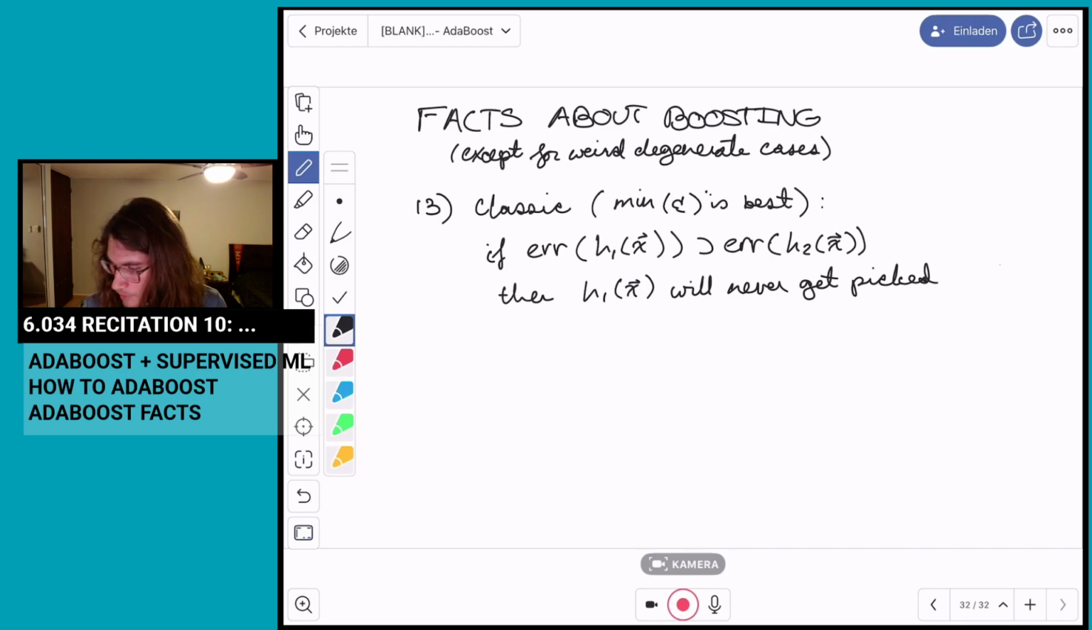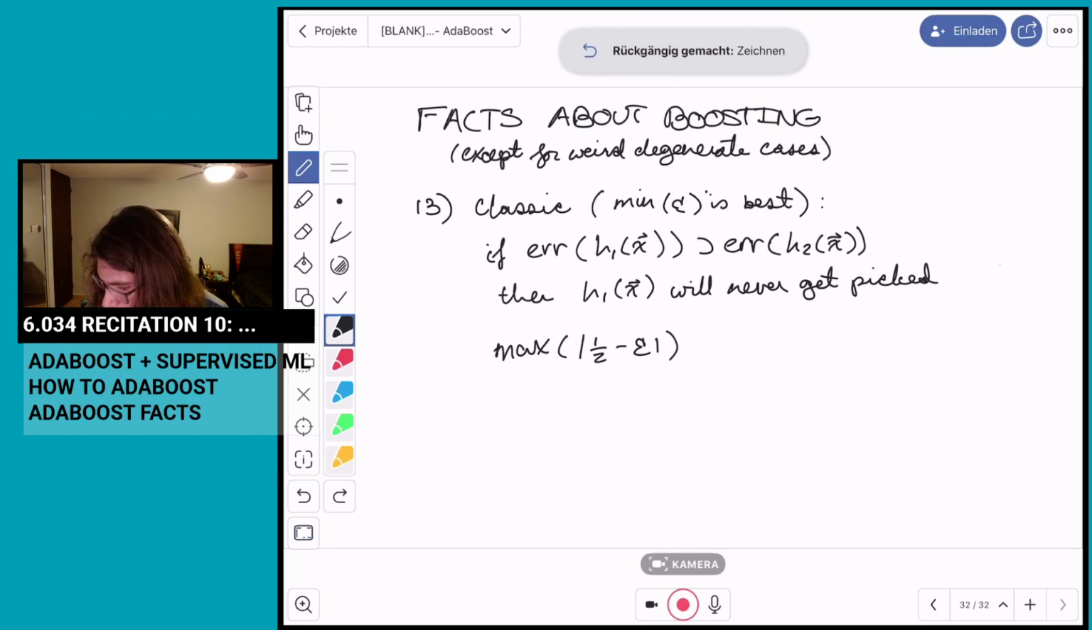But let's say you're not following the classic rule that minimum error rate is best. Let's say you're following the rule of max 1/2 minus error rate, meaning you want the error rate to be as far away from 1/2 as possible. The maximum of 1/2 minus error rate is best.